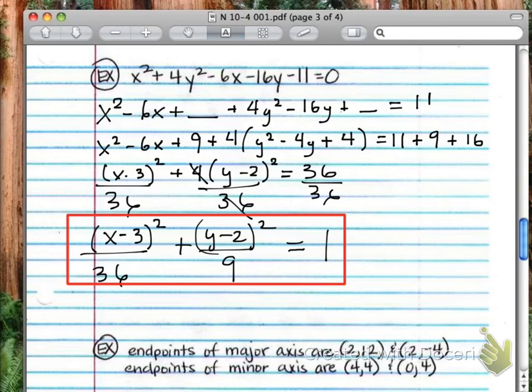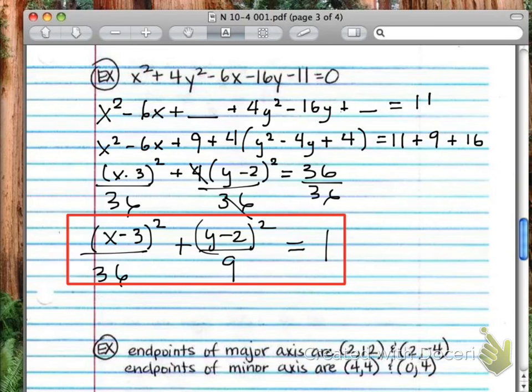Okay, and again, just to save time because we're running out of time, this is the part of the problem where you find the important information. What's my major axis? X-axis. Okay, horizontal is the right way to say it. Do we know that before? No, we know it now because it's bigger than 9.